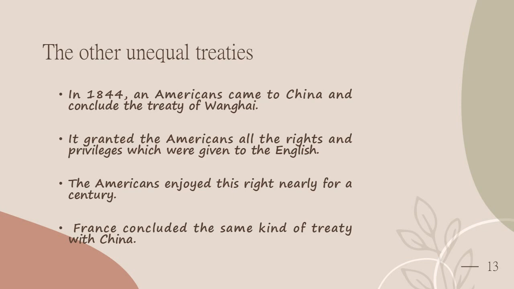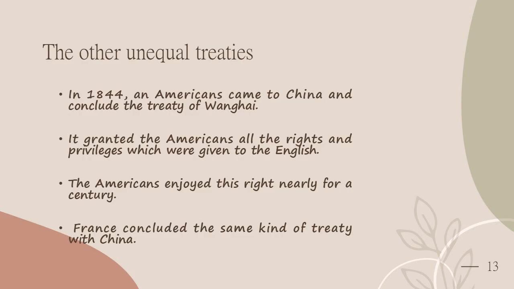The other unequal treaties. In 1844, an American crew came to China and concluded the Treaty of Wanghia in July 1844. It granted the Americans all the rights and privileges which were given to the English. The Americans enjoyed this right nearly for a century. France concluded the same kind of treaty with China in October 1844. Belgium, Norway, Sweden, and Portugal concluded treaties with China and received all the rights and privileges.